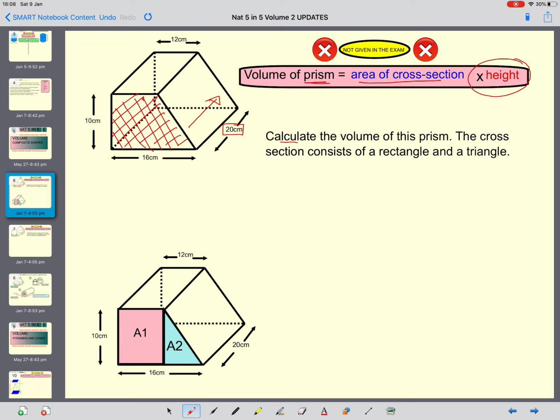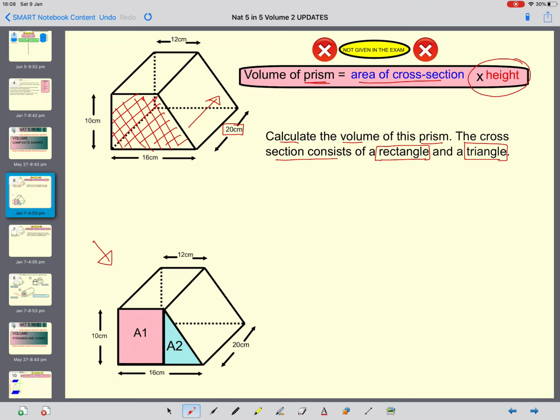So it says here, calculate the volume of this prism. The cross-section area is made up of a rectangle and a triangle. So if I work out the area of the rectangle and the area of the triangle, I can add them together and then multiply by the height, or the length in this case, which is 20. So let's have a look down here. I've made it a little bit prettier.